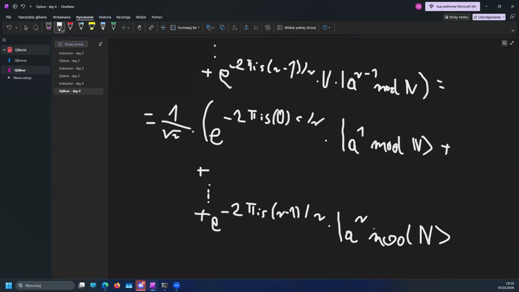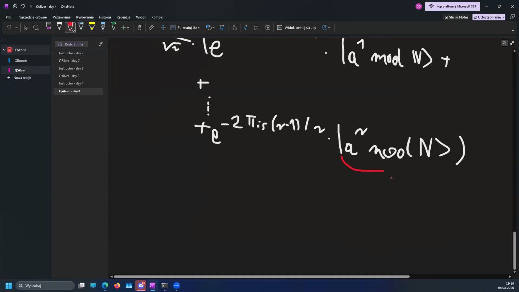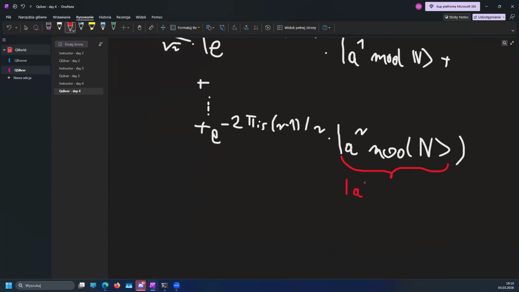And now, a very important thing: we noticed that if we have here a to the power of r, this is equivalent to a to the power of 0, yes? By the definition of r, we know that here we have 1. So this is also 1 modulo n, yes.